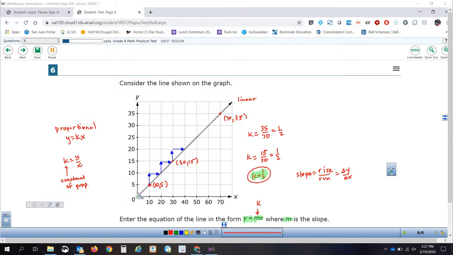You have to look at the scale. Going up 1 is not actually going up 1 at all. It's going up 5. And going over 1 is not going over 1 at all. It's going over 10. So we actually get a rise of 5 and a run of 10. And guess what? 5 over 10 simplifies to 1/2. So the equation that we are looking for is y equals 1/2 x.